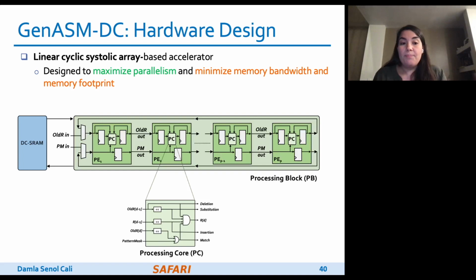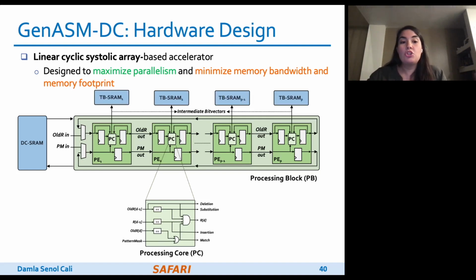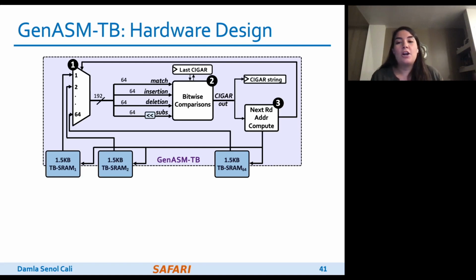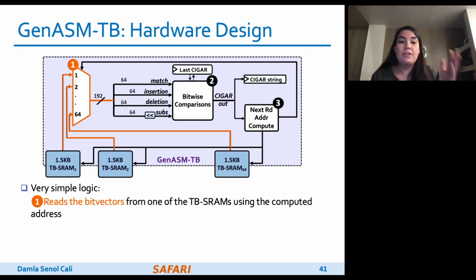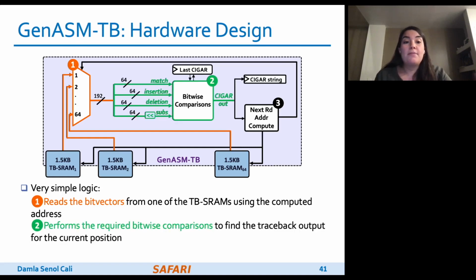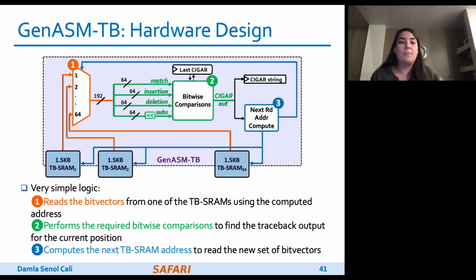We also have DC-SRAM, which stores the reference text and the pattern bitmasks for the query read. And we also have TB-SRAMs, which store the intermediate bit vectors generated by each PE of GenASM-DC for later use by GenASM-TB. And we implement GenASM-TB hardware using very simple logic, which first reads the bit vectors from one of the TB-SRAMs using the computed address. Next, it performs the required bitwise comparisons to find the traceback output for the current position, and then computes the next TB-SRAM address to read the new set of bit vectors. So it goes back to step 1. After GenASM-TB finds the complete traceback output, which is also called the CIGAR string, it writes this output to main memory and completes its execution.